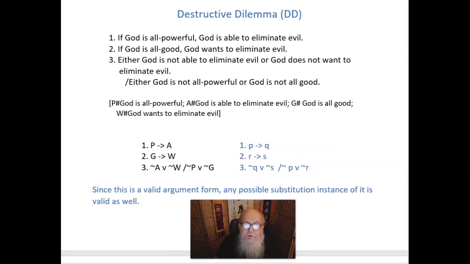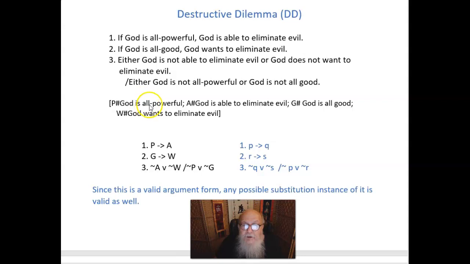Our next form is called destructive dilemma because it offers a choice between two negatively stated alternatives. Right? This is another famous one from the history of philosophy that maybe we'll talk more about later in the course when we learn how to prove it. If God is all-powerful, God is able to eliminate evil. If God is all good, God wants to eliminate evil. Either God is not able to eliminate evil, or God does not want to eliminate evil. Therefore, either God is not all-powerful, or God is not all good.